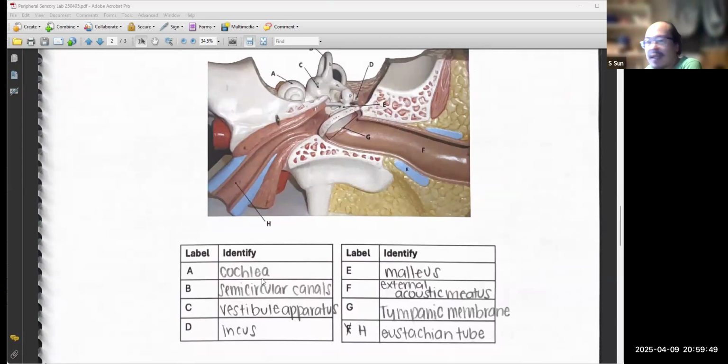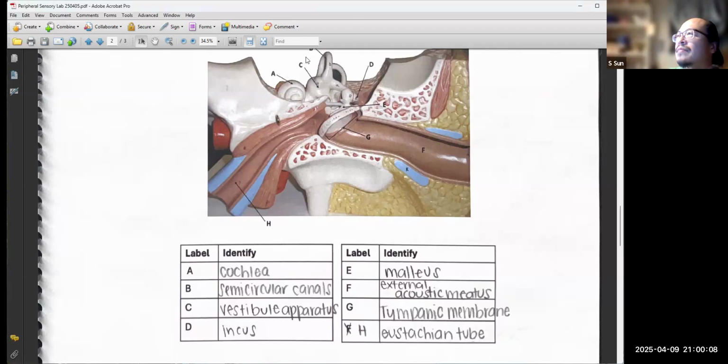So A is a cochlea. Let me get this one ready so you can hear me better. Let me just move it. I think it's still here, right? Yeah, I think it's still here. All right, good. Nice.